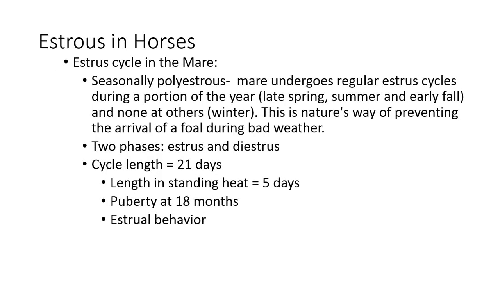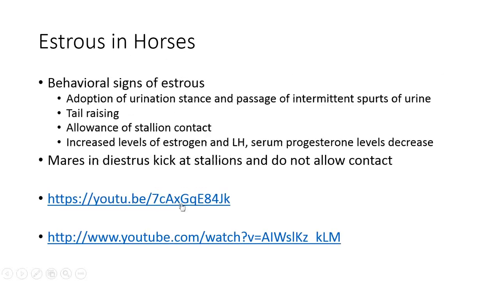Estrus cycle in the mare. Mares are seasonally polyestrous. They undergo regular estrus cycles during a portion of the year, usually late spring, summer, and early fall, and usually don't go into heat during the winter time. I think this is nature's way of preventing the arrival of the foal during bad weather. They have two phases, estrus and diestrus. Cycle length is 21 days. They're in standing heat about 5 days, and horses go through puberty at about 18 months of age.